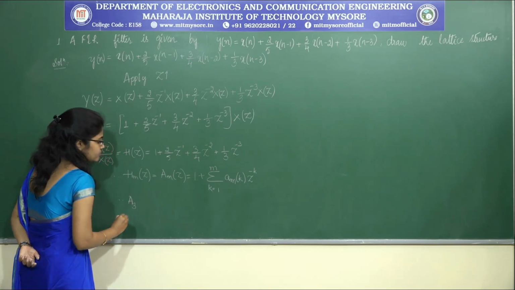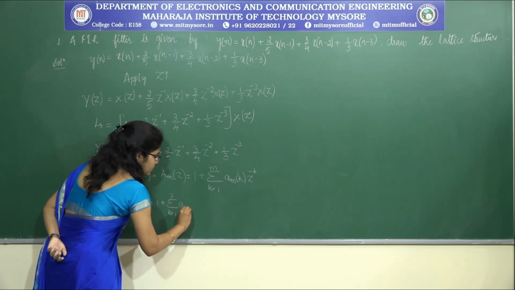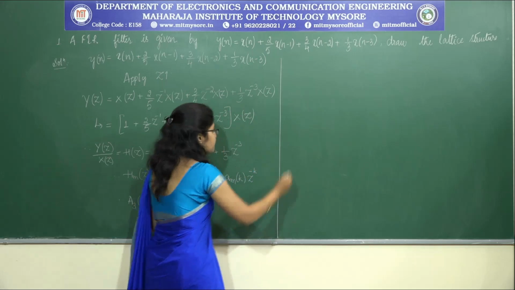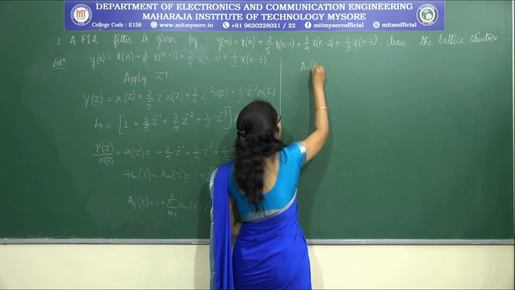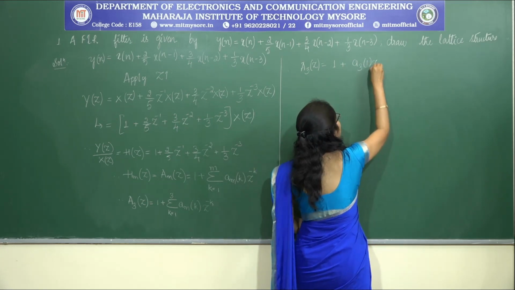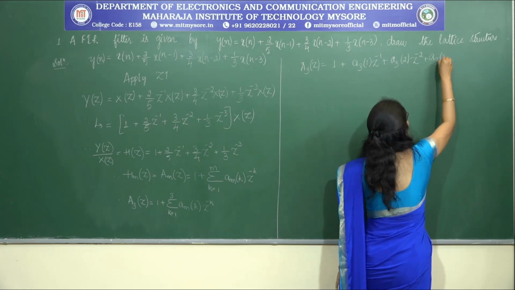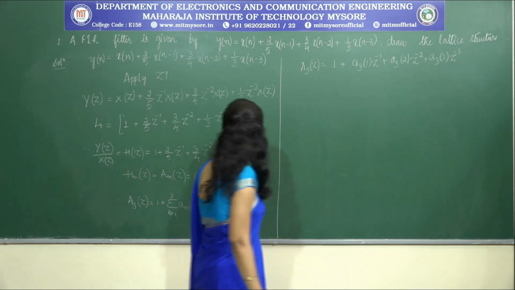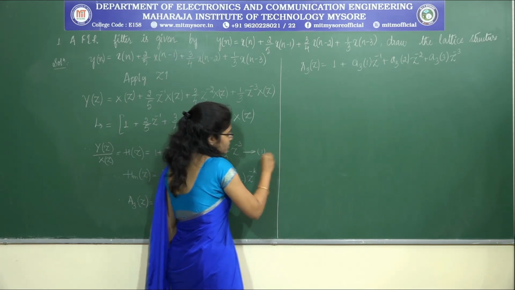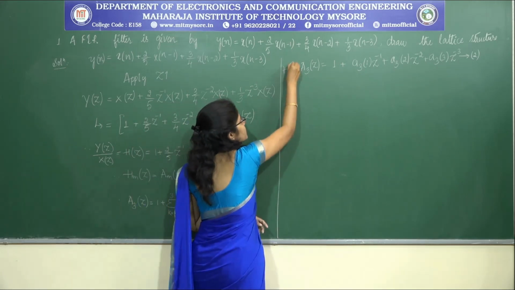Therefore, A3 of z is equal to 1 plus summation k from 1 to 3 of A3 of k z power minus k. Now let us expand this equation to find A3 of z. Therefore, A3 of z is equal to 1 plus A3 of 1 into z power minus 1 plus A3 of 2 into z power minus 2 plus A3 of 3 into z power minus 3. So this is the equation which we got. Let me term this equation as equation 1 and the H of z equation as equation 2.